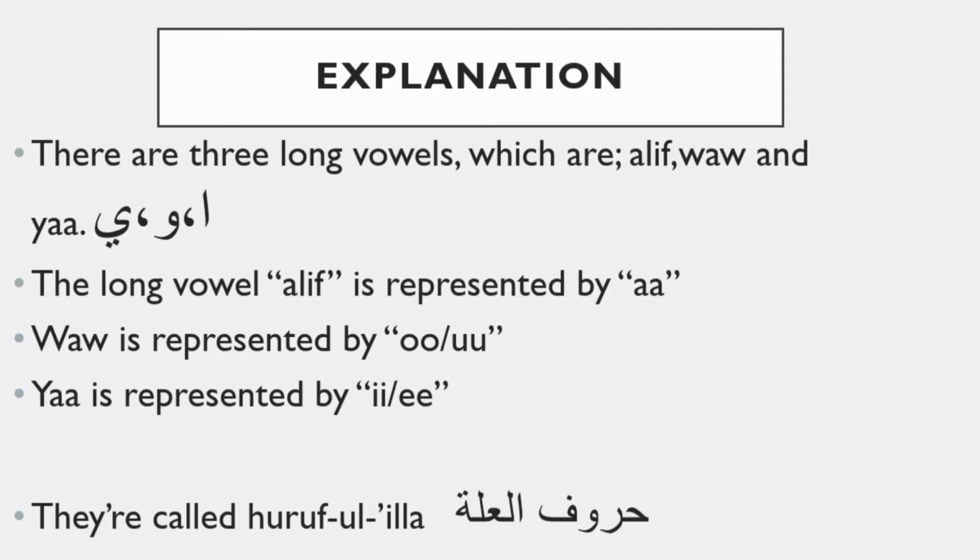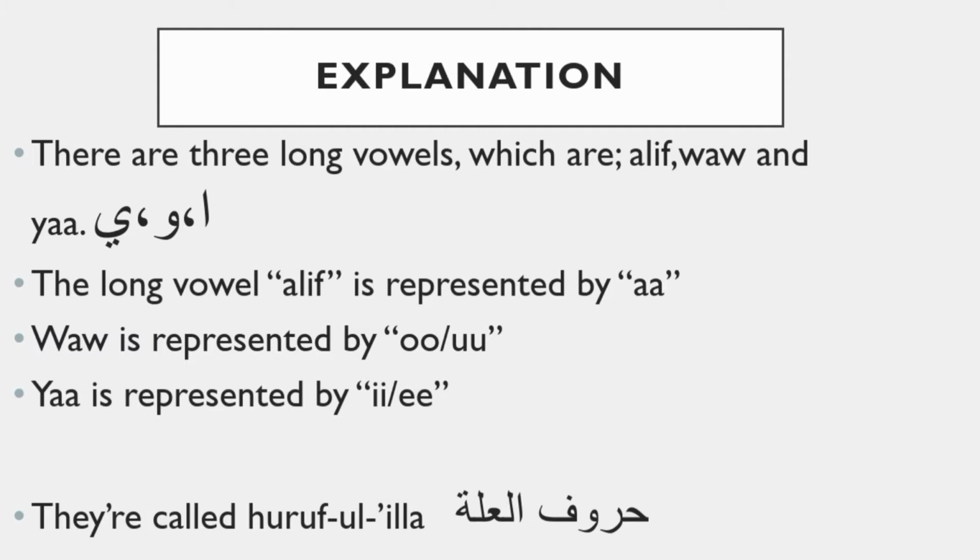There are 3 long vowels which are alif, waw, and ya. If you can recall vividly, I explained this when I was explaining the makharij. When I explained alif, I said alif is a long vowel, but it will become a consonant when we have the sukun marks on top of it.